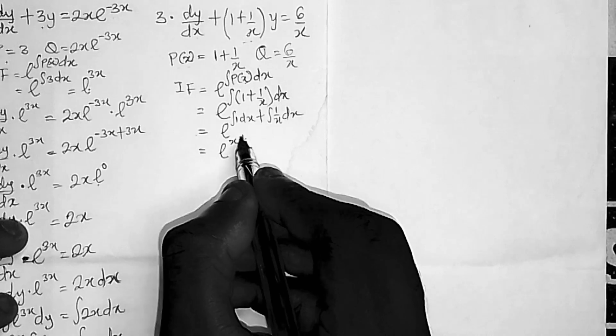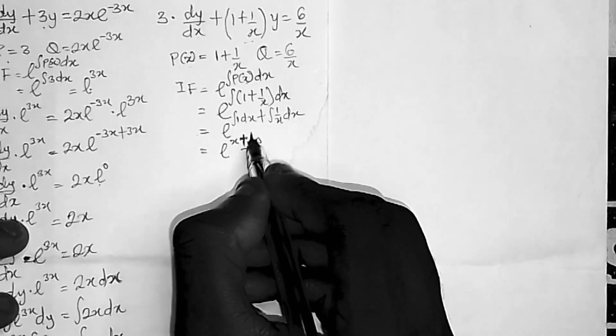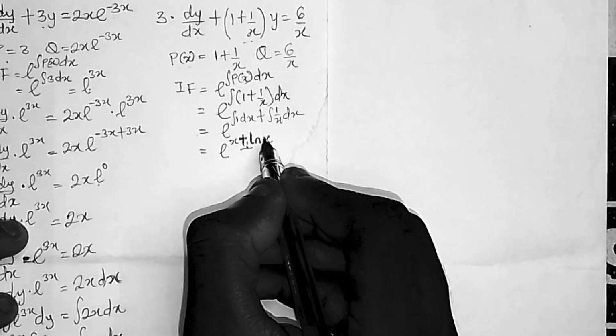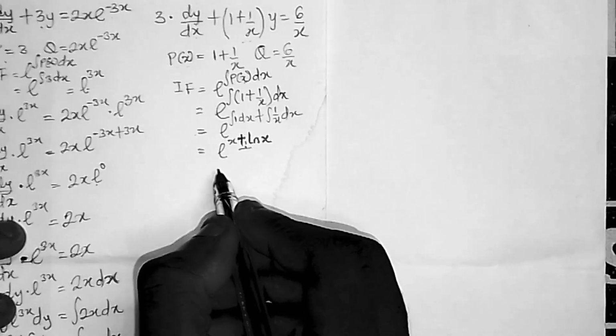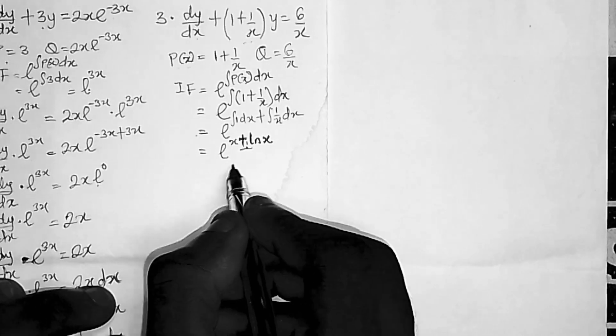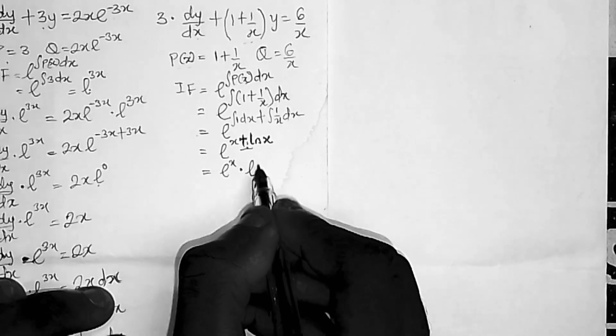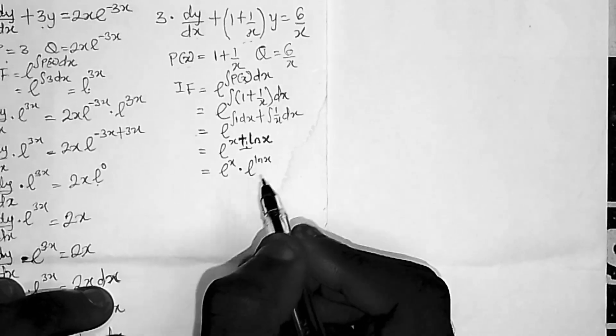if you integrate 1 over x, what will you have? You will have ln x. Now apply indices. If you apply indices to this, you will have exponential x multiplied by exponential ln x.